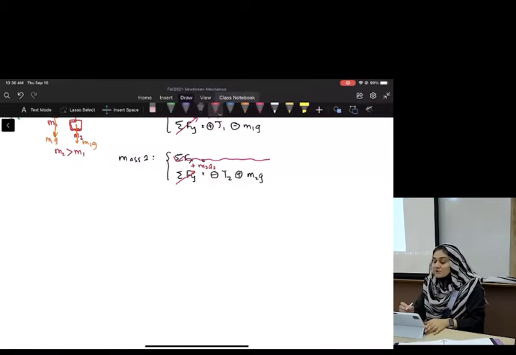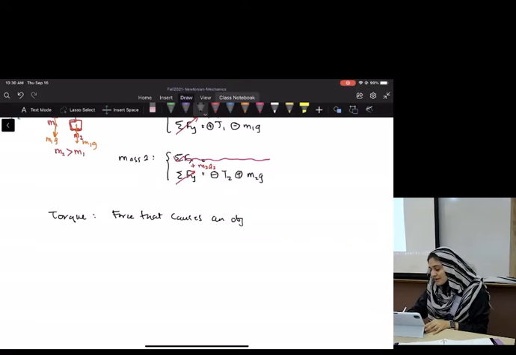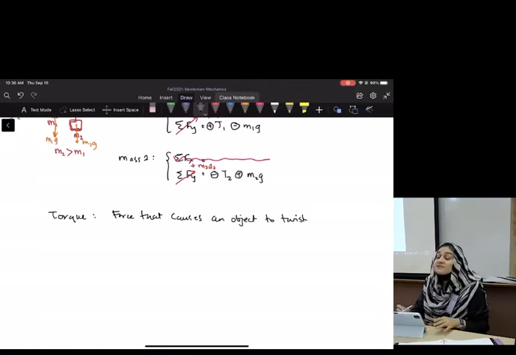That's what it is. So a torque is nothing other than a force that causes an object to twist. That is not an official definition, but that's what I would like you to think about it. You can also call it a force that causes turning about a pivot, right?